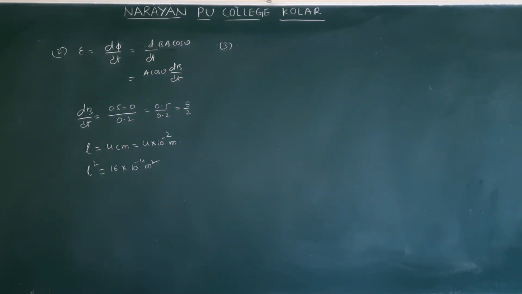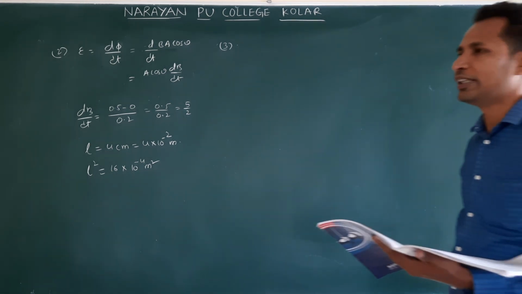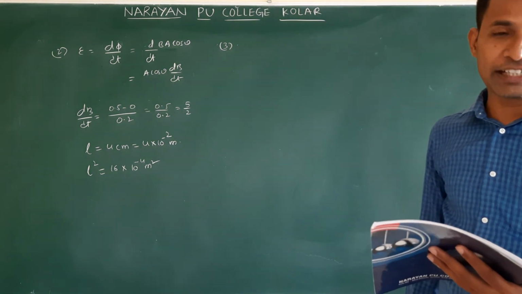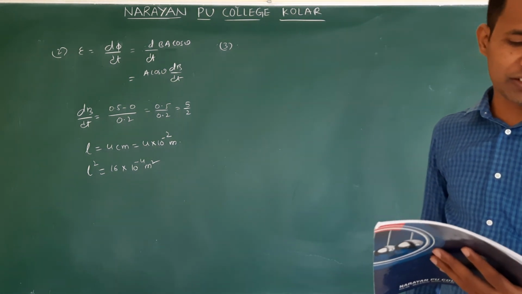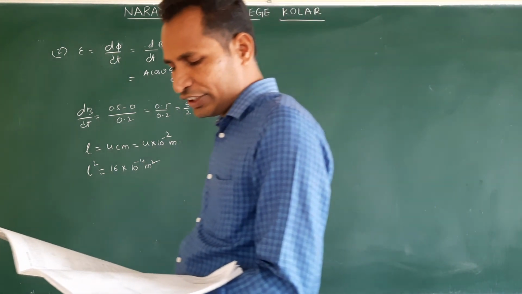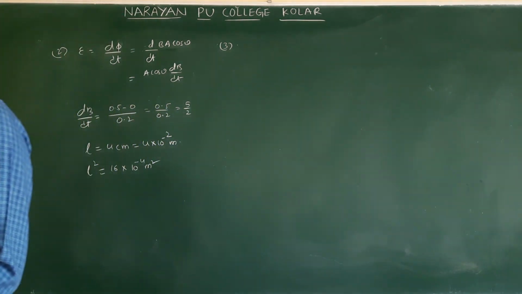A conducting square loop of side L and resistance R moves in the plane with a uniform velocity V perpendicular to one of the sides. The magnetic induction, constant in time and space, pointing perpendicular into the plane of the loop, exists everywhere. The current induced in the loop is 0. I already mentioned, completely it is moving in the magnetic field, so there is no flux change in that area. Clear? So there is no flux change, then the induced EMF is 0. Third question.